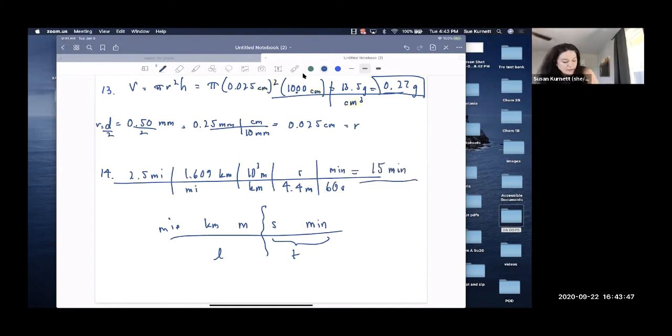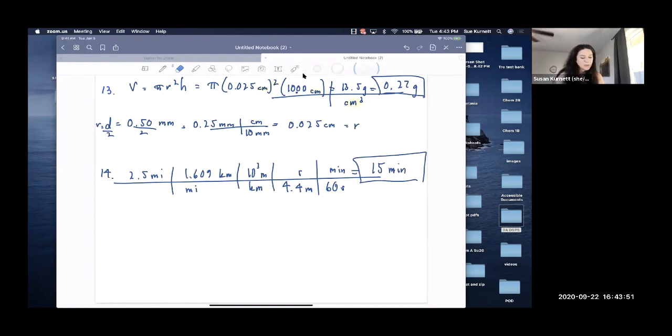Two sig figs for 2 reasons. The initial distance, 2.5 miles, and then the rate, 4.4 meters per second.